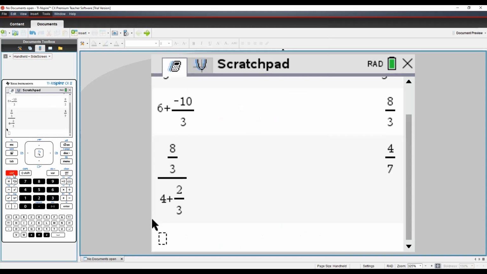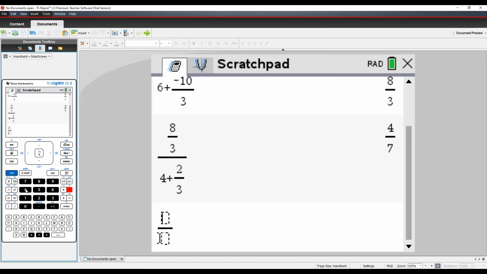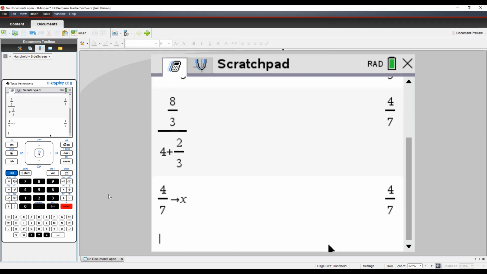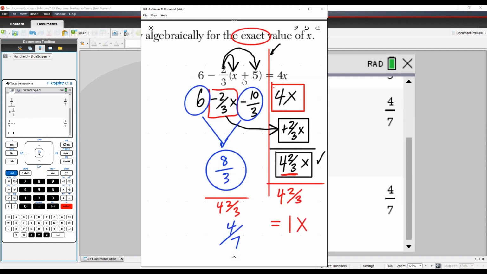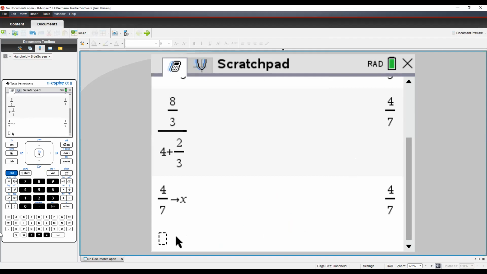I'm going to take 4 over 7, and I'm going to store it into X. Boom, done. Now I'm just going to key in this equation, 6 minus 2/3, parentheses, x plus 5 equals 4x. And if it's right, I should get a true statement.